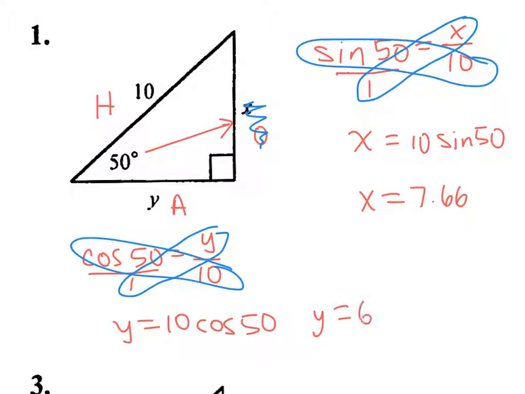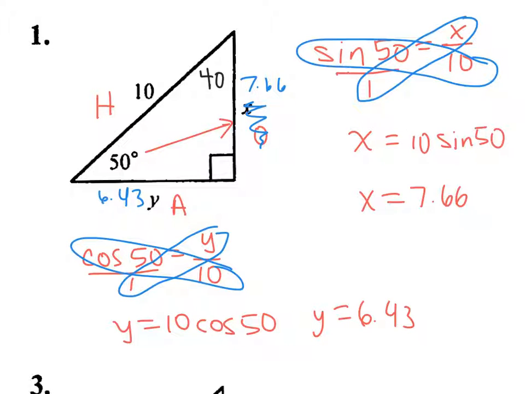If we're off by that, will you take a point off? No. Okay, and then just a minor little reminder: remember that the other angle would be 40 degrees. So if side y is 6.43 and side x is 7.66, it makes sense for two reasons. Number one, both of them are less than 10. Why is that important?